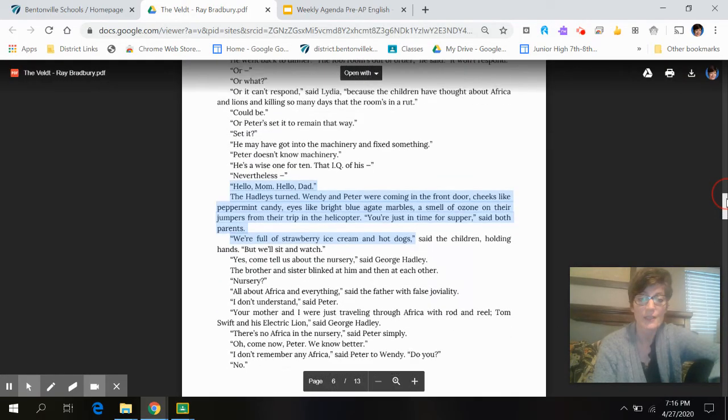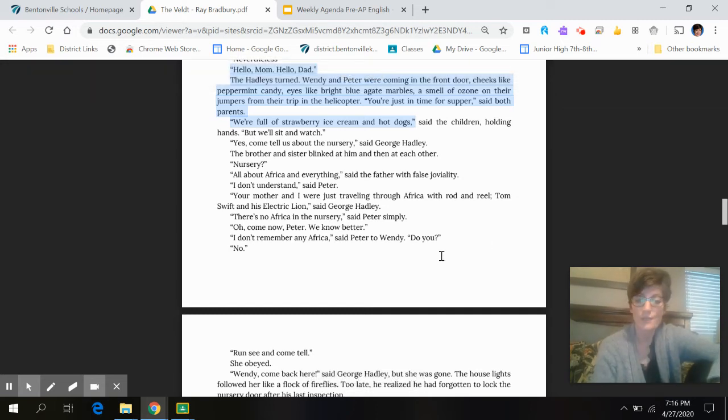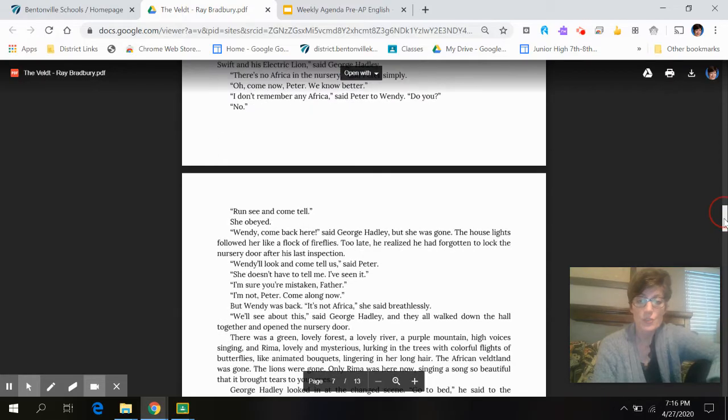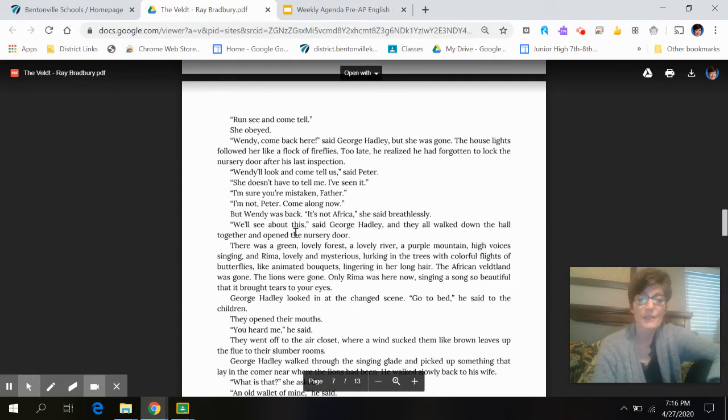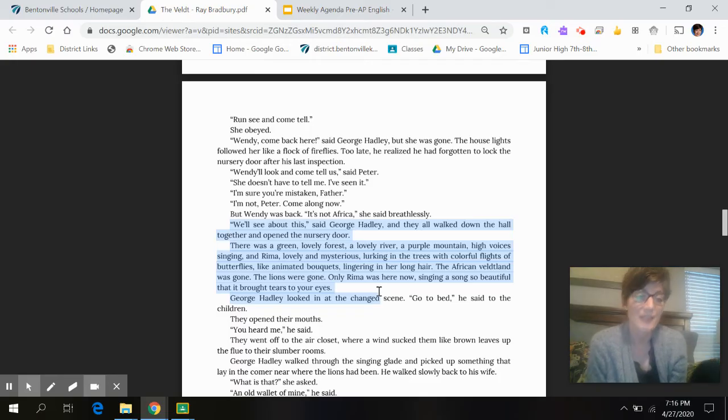So the children, again, act like they don't know anything about the nursery, and they don't know why it's on Africa, and they say it's not on Africa. And so the father wants to show them that it's not working. And again, they run down to the nursery, and Peter goes down there, and they get there first. And obviously the children, because they get in the nursery first, are able to change the scene. So by the time the parents get there to show that it's broken, it's been changed to this lovely jungle scene with a fairy named Rima playing a beautiful song, and the dangerous lions are gone.